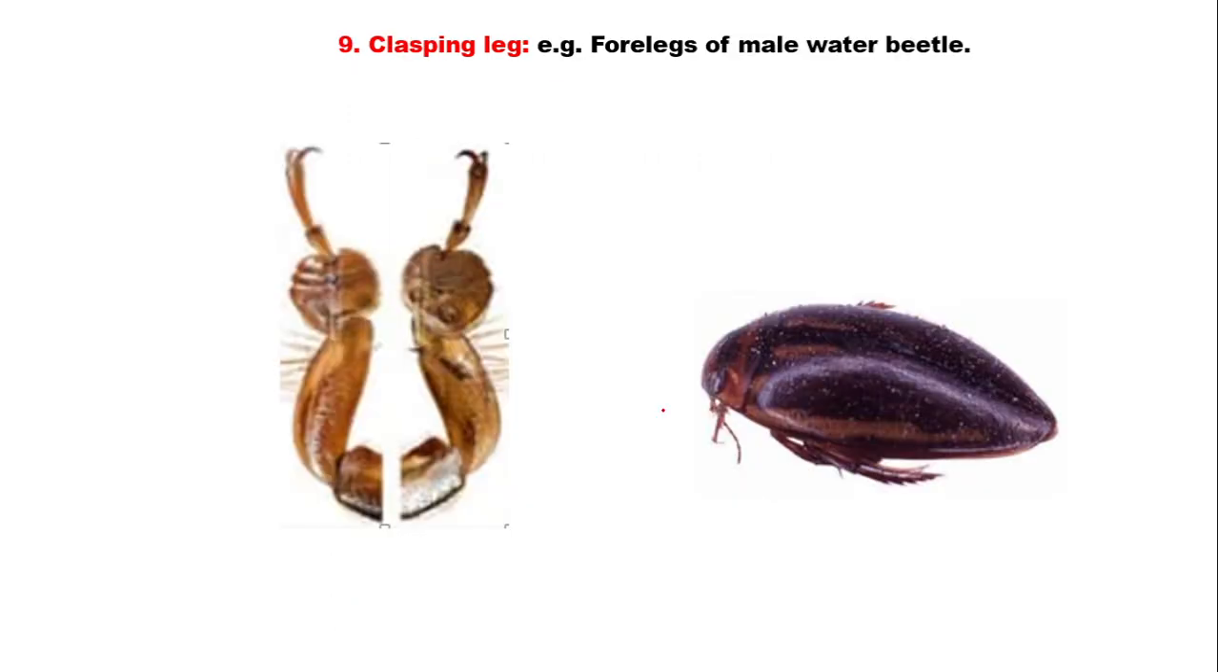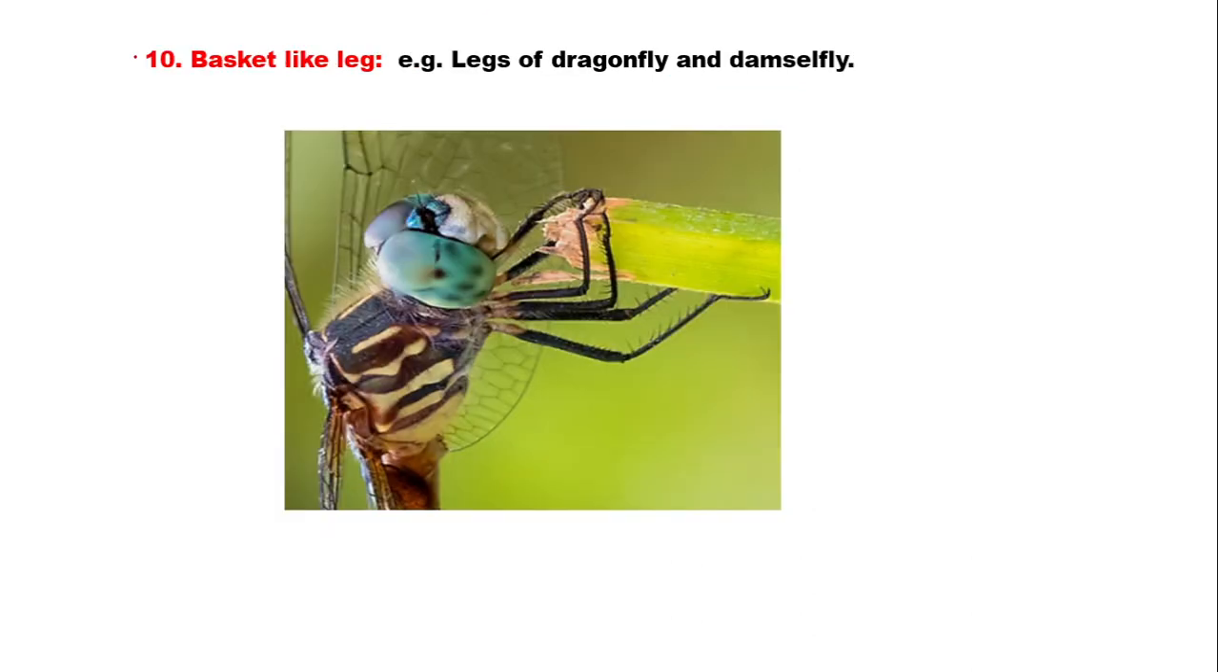Clasping legs. Four legs of the male water beetles are the clasping legs. These legs help in clasping the mate during copulation. Basket legs. The legs of dragonflies and damselflies are the basket legs. These insects capture the prey and keep it in their basket and feed on it later.